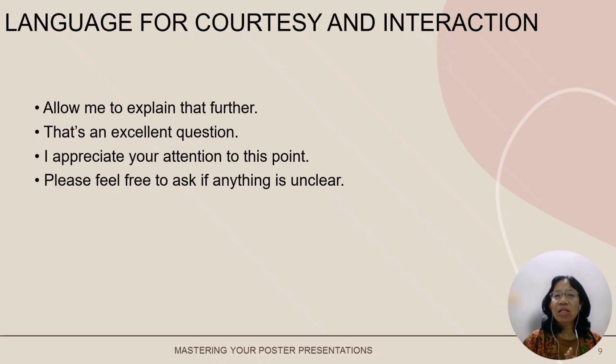Finally, it is a sign of professionalism and politeness to thank your audience, not just at the end, but for their engagement during the presentation. "I appreciate your attention to this point." This can be used to thank someone for a thoughtful follow-up or when closing the Q&A session. These phrases are small but powerful ways to ensure your interaction is characterized by politeness, confidence, and respect.